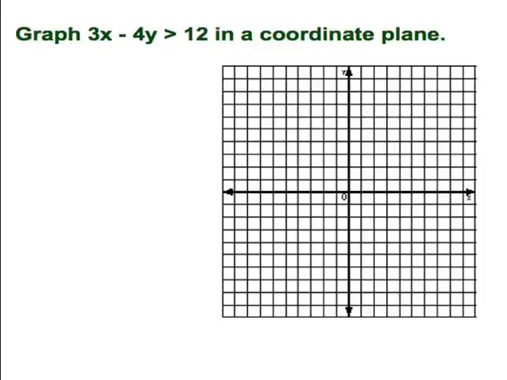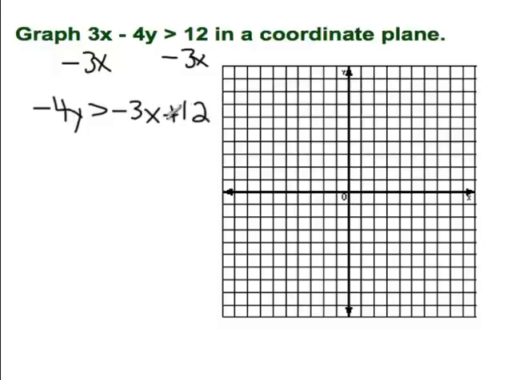Next one. Graph 3x minus 4y is greater than 12. First thing we need to do is get this into slope-intercept form. So I would subtract 3x from both sides. That leaves me with negative 4y is greater than negative 3x. Remember, we always put the x first, and then the 12 is positive, so it would be plus 12. Now we need to divide everything by negative 4.